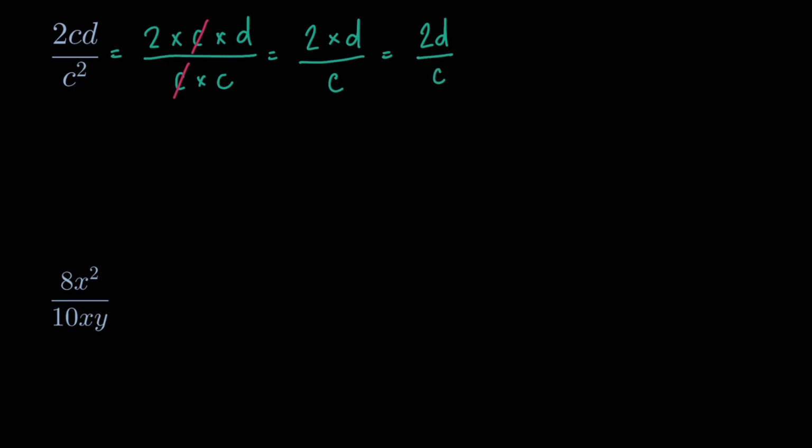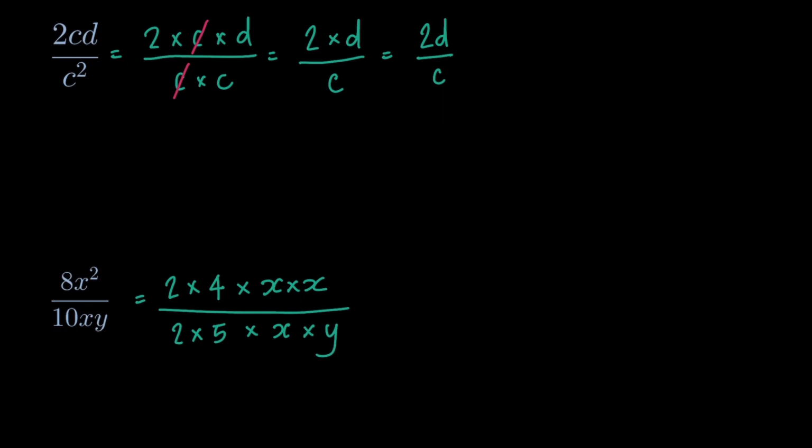Next question, we have 8x squared over 10xy. Let's go ahead and list all of its factors. So for 8x squared, I'm going to break it down. So I'm going to write 2 times 4 for 8. X squared is x times x. And for my bottom 10xy, I'm going to break down the 10 and write 2 times 5 for 10. And xy means x times y.